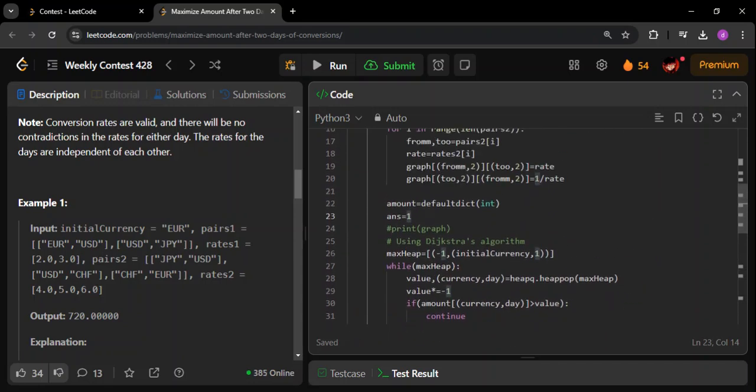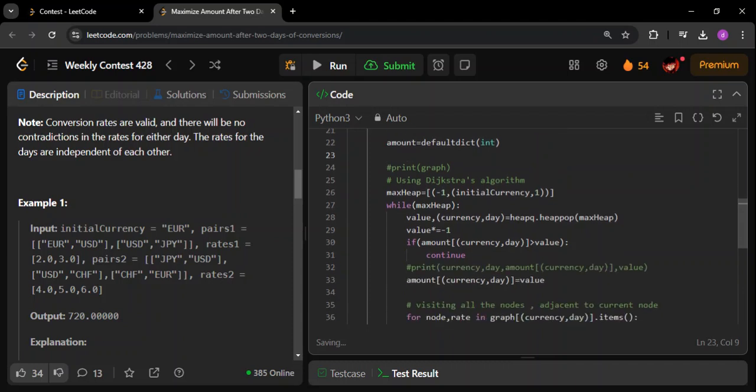You can remove this answer. Basically, I changed this solution. That time I used it, currently it is not needed. Fine. So next, what I'm going to do, I'm using the heap now.